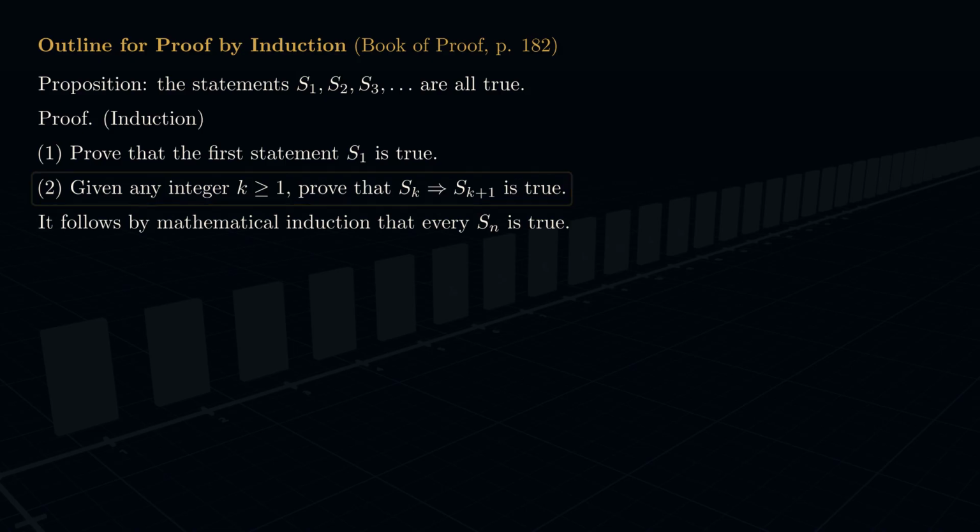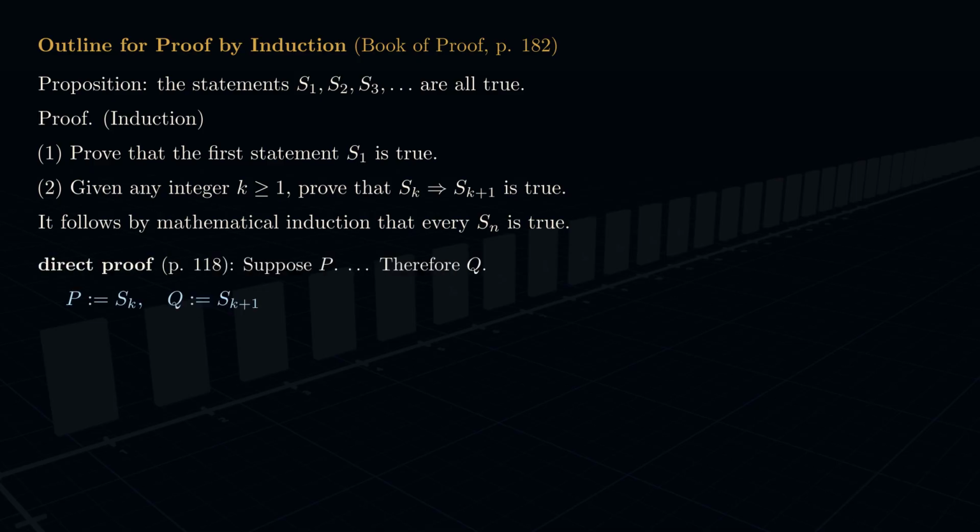Now look hard at step 2 because it troubles almost everyone the first time. It says, prove that Sk implies Sk+1. That is an if-then statement. If Sk, then Sk+1. And the first way your book teaches for proving an if-then statement in Chapter 4 is called direct proof. Suppose the if part and show it forces the then part. So in step 2, you will write the words, suppose Sk is true.